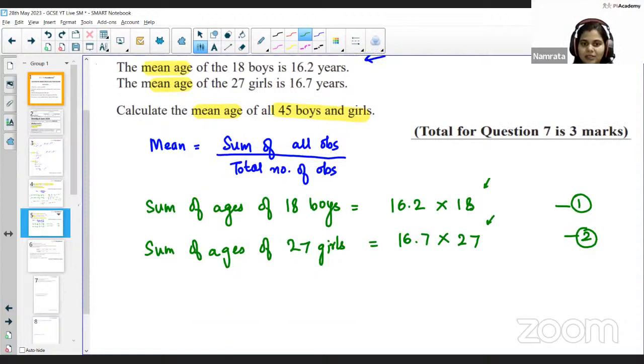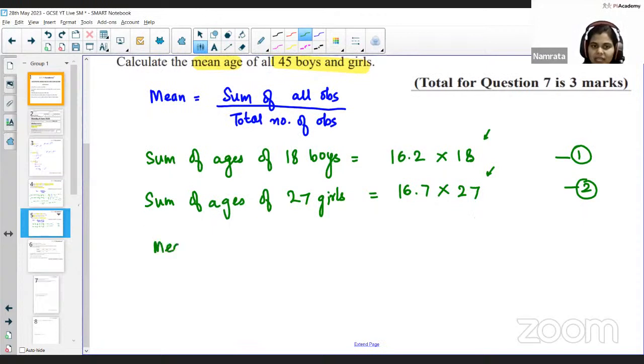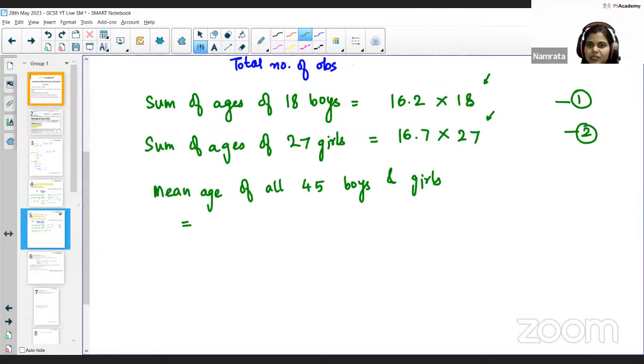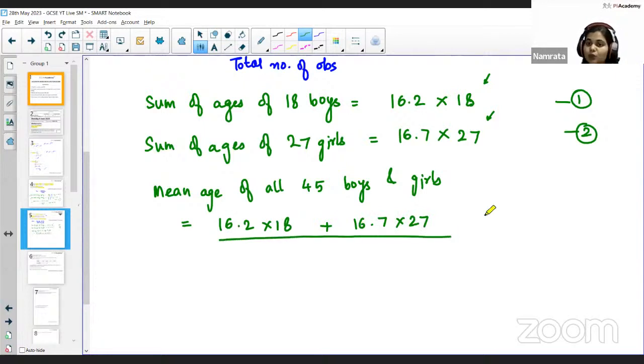So let's do that. When I calculate the mean age, let me write that down for all of us. So mean age of all 45 boys and girls will be equal to how much? Let's extend the page. I'll be using this data. That is 16.2 times 18 plus 16.7 times 27 over how much? We know the formula, total number of observations. That would be 45.